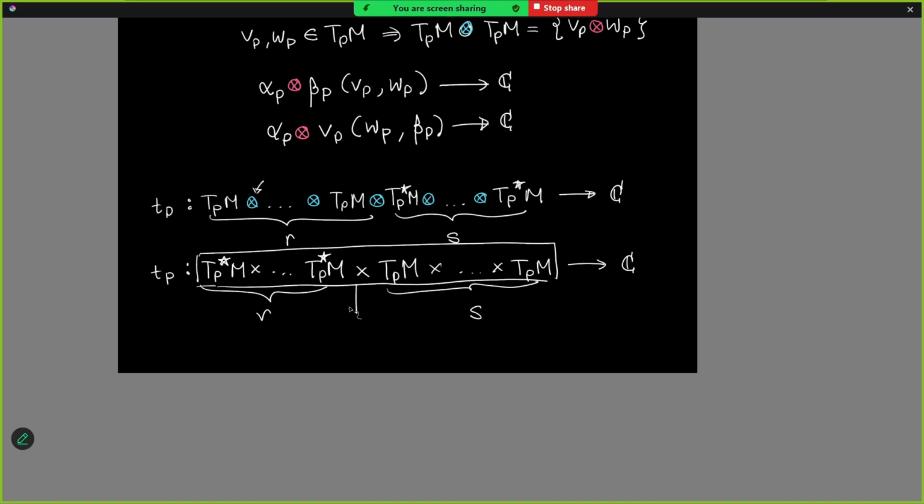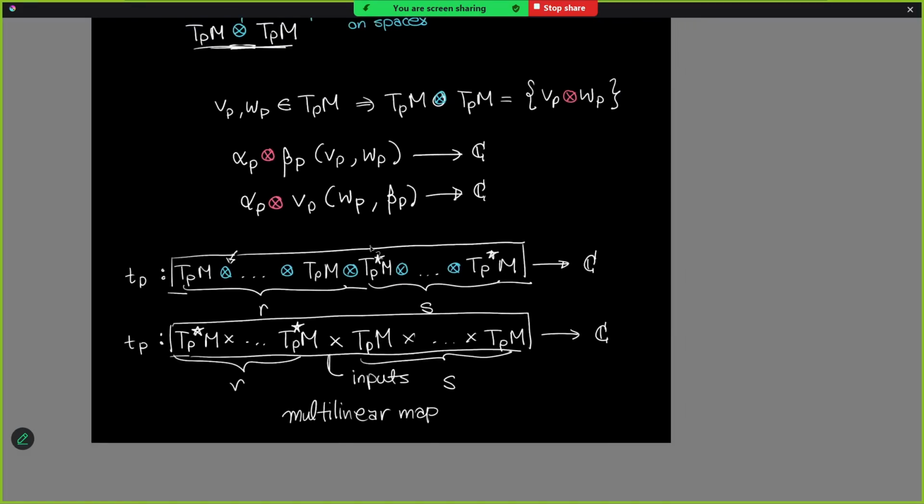Here, we're specifying the multilinear map. Here we're talking about the inputs of the map. And here, we're kind of thinking of the map as being made up of these smaller maps. Each of these maps is made up of smaller maps.